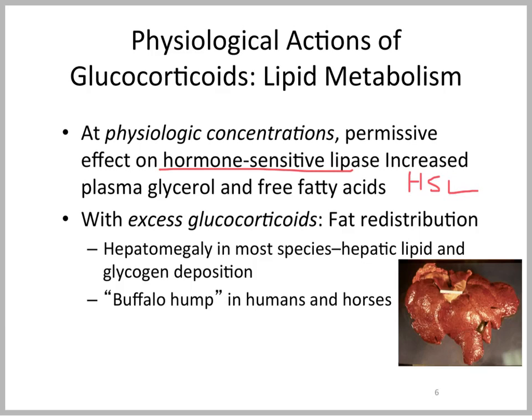And redistribution of fat we sometimes can see as a buffalo hump, a lipid deposit in the neck area in humans and also in horses. We call those horses cresty, but it's one of the hallmarks of an animal that possibly has hyperadrenocorticism. And at the right you can see a liver that is being affected by glucocorticoids. You see sort of a micronodular cirrhosis, which is due to chronic increase and chronic enlargement, and also the deposition of lipid and glycogen.